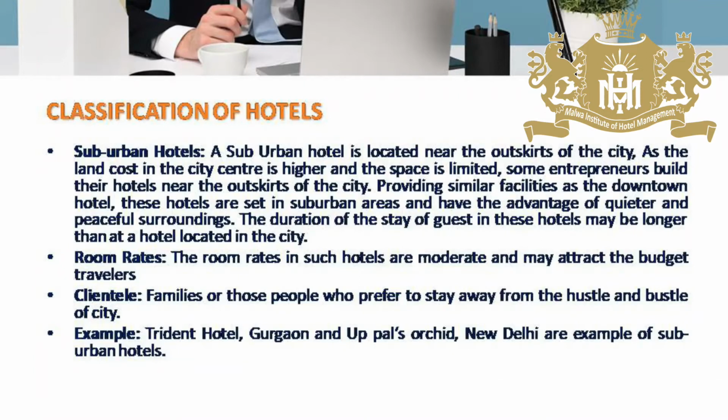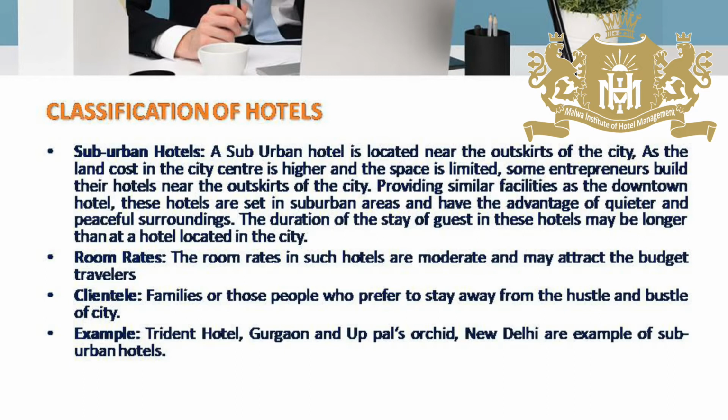Suburban hotels. A suburban hotel is located near the outskirts of the city, as the land cost in the city center is higher and the space is limited. Some entrepreneurs build their hotels near the outskirts of the city, providing similar facilities as the downtown hotel. These hotels are set in suburban areas and have the advantage of quieter and peaceful surroundings. The duration of the stay of guests in these hotels may be longer than at a hotel located in the city.